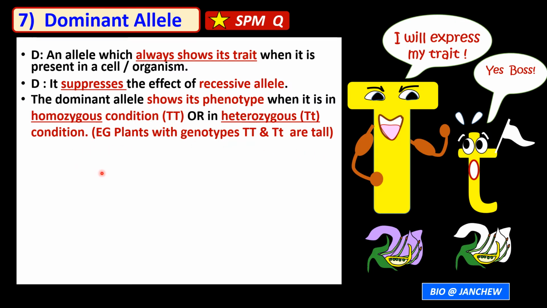Now dominant alleles are represented by capital letters, so if you're asked to assign a letter for a dominant allele, please give it a capital letter or big letter, big E, big T, big G, big H. Small letters or lowercase letters are reserved for the recessive alleles.